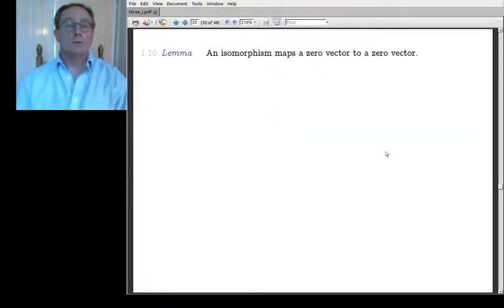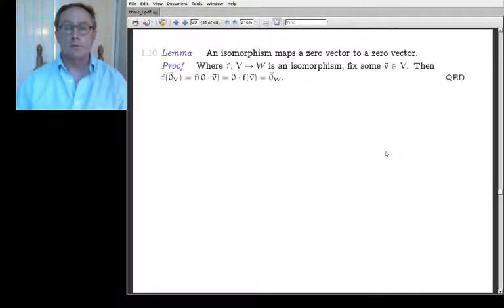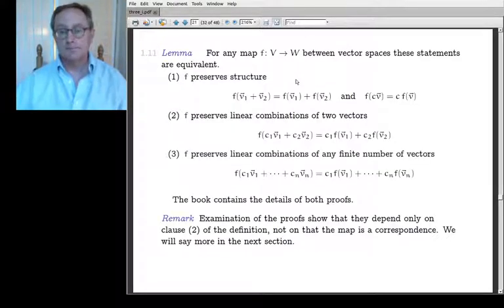Okay, so ending up with a couple of quick results about isomorphisms. First is that an isomorphism maps a zero vector to a zero vector, and this is just some straightforward algebra. So you fix some v in the vector space capital V, and remember that vector spaces are never empty, so there must be such a thing. Then f of the zero vector is f of 0 times v. Preservation of scalar multiplication means you bring the zero out. And 0 times f of v is the zero vector in W. So that gives you that.